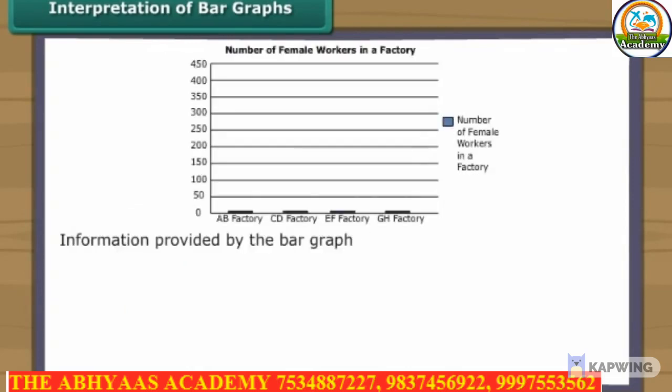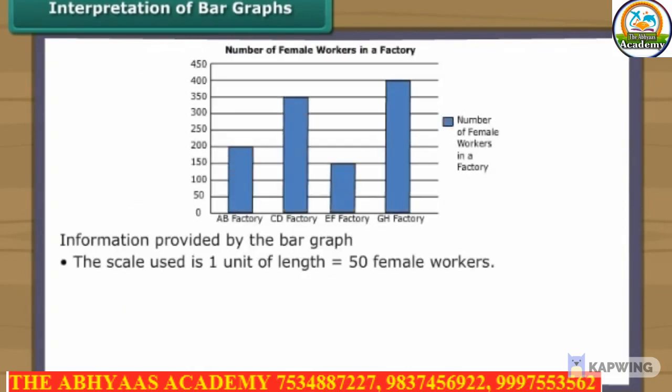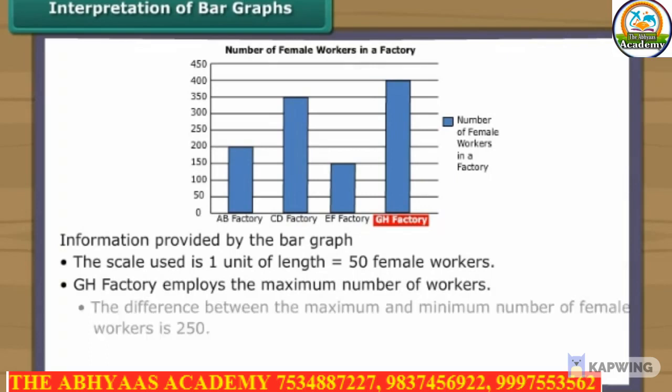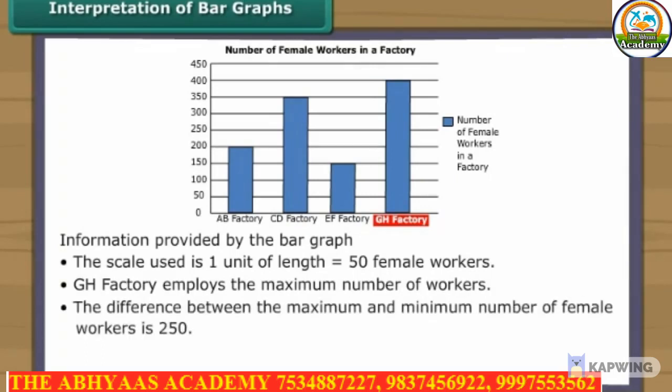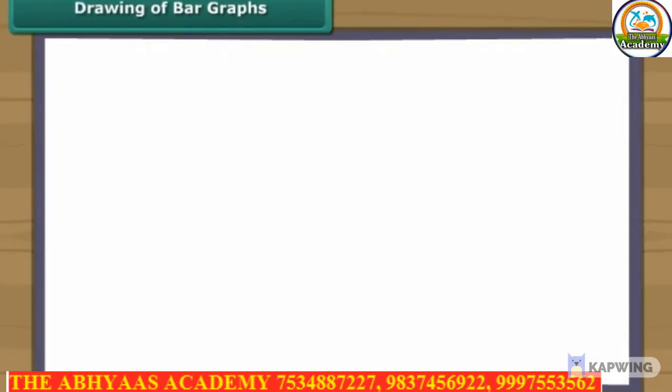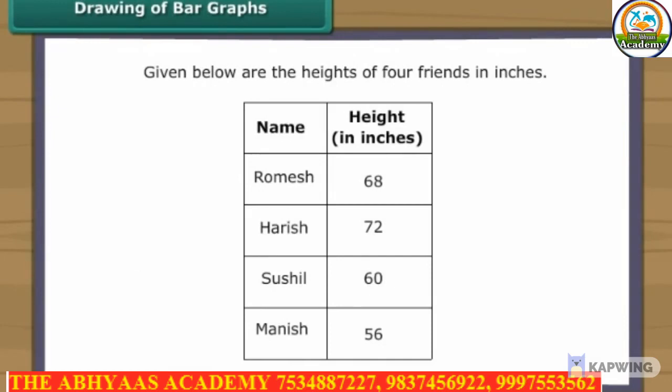It is clear from the bar graph that the scale used is 1 unit of length is equal to 50 female workers. GH factory employs the maximum number of workers. The difference between the maximum and minimum number of female workers is 250. If CD factory employs 50 more female workers, it will be at par with GH factory. Drawing of bar graphs. Let us now draw a bar graph with the help of the given data. As the heights are concentrated near 60, let us measure 10 inches per unit of length.